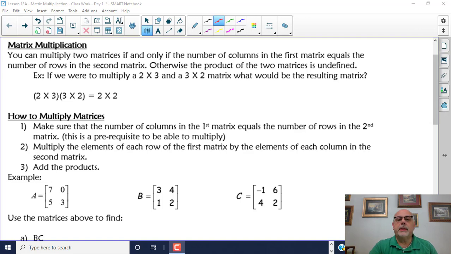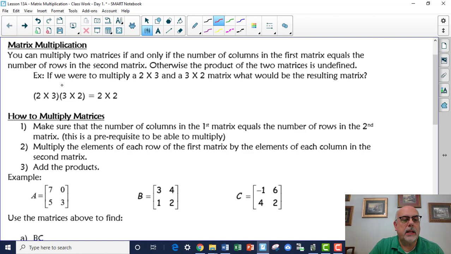Alright, matrix multiplication. Now if you recall from addition and subtraction, the matrices have to have the same dimensions in order to add or subtract. When you're multiplying matrices, the number of rows in the second has to equal the number of columns in the first.